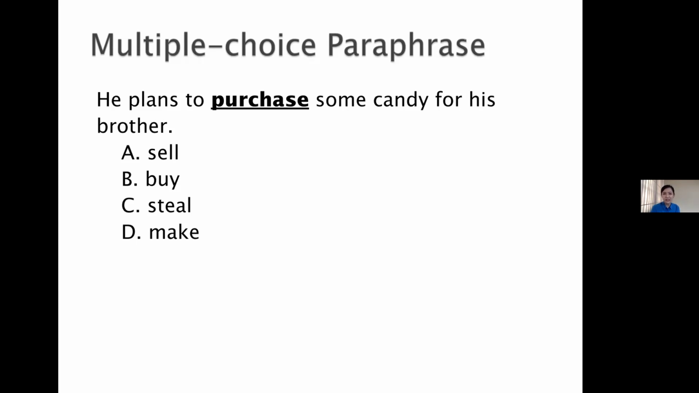Not enough context clues. I think this one is nothing about context clues, right? If you want to check the meaning recognition, yes, I agree with you. He plans to, because it can be a plan to sell some candy, it's possible, right? Steal is possible. So we need some more context clues here as well.